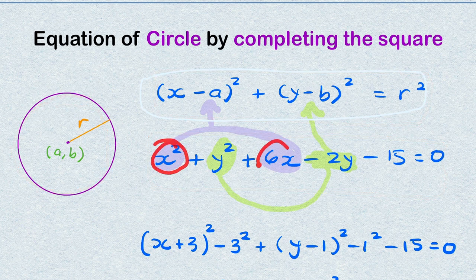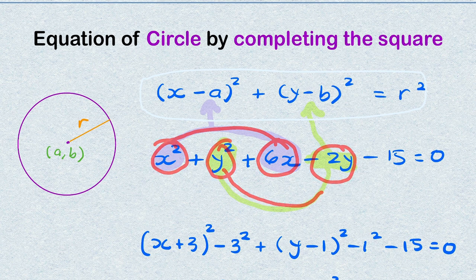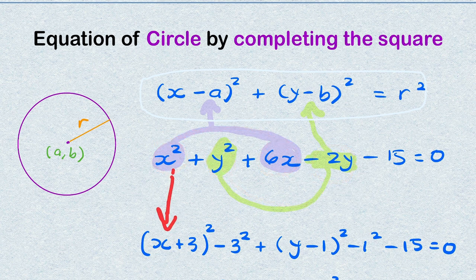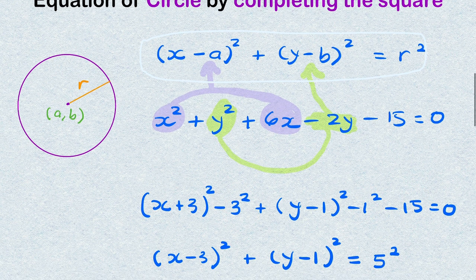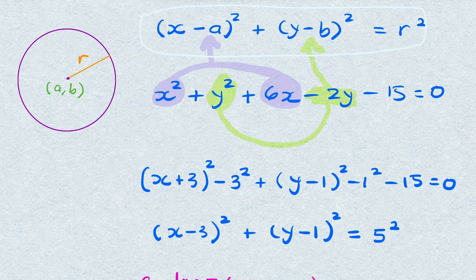So you'd separate the x terms from the y terms, and then you'd complete the square once, complete the square a second time, and then you'd combine all the constants and rewrite it in standard form.